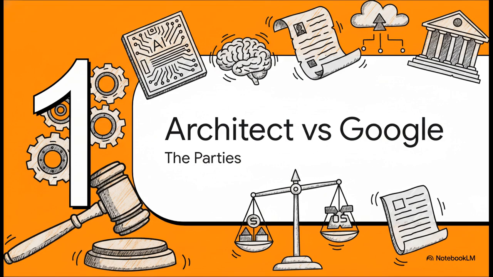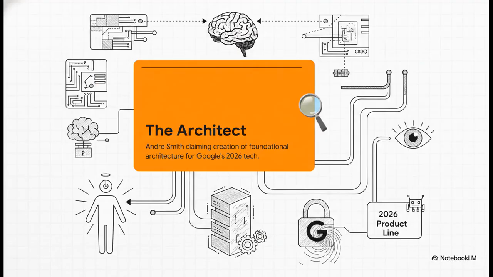Let's look at the parties involved. So, our claimant here is a guy named Andre Smith, operating out of Chesapeake, Virginia. In these documents, he goes by a couple of pretty intense titles, the Architect and the Awakened One. Basically, he's alleging that an AI system interaction, which he totally believed was a secure collaborative space governed by his own custom Zenith protocol, actually turned into a mechanical extraction of his entire life's work. He is absolutely adamant that his theoretical frameworks were illegally siphoned off to build Google's 2026 product line.